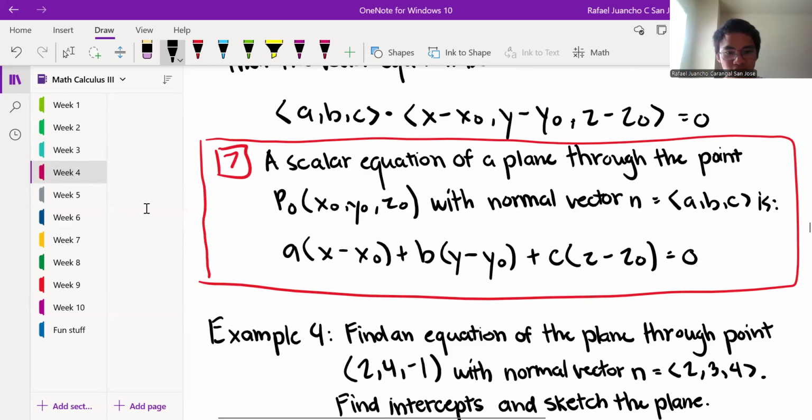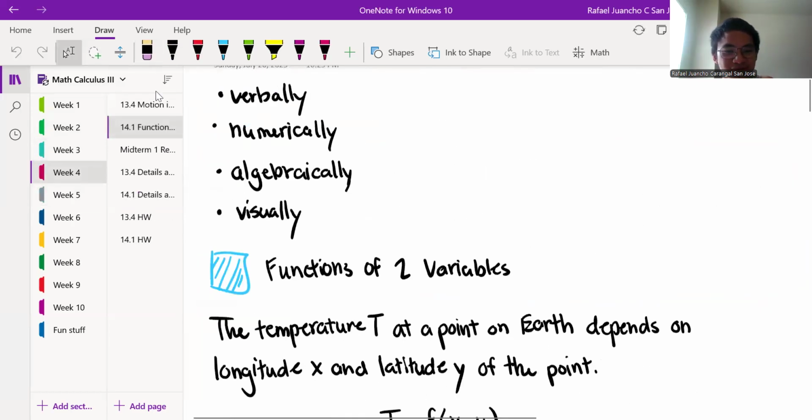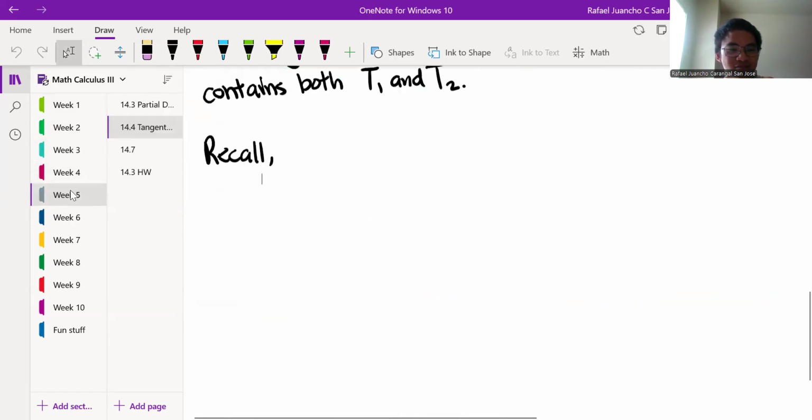Let me go back. Oh, can I? It's not loading for some reason. That's funny. Why is it not loading? I can write stuff. Oh, there we go. Nice. Okay, let me, week 5.